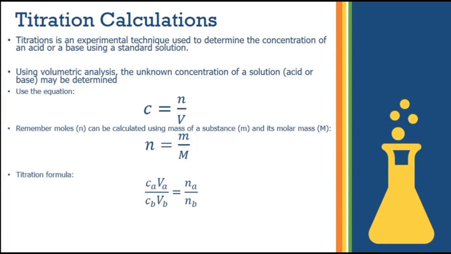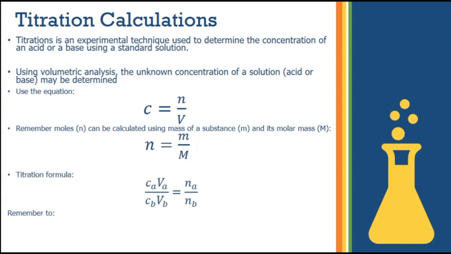From that formula, if you make n the subject of the formula, you're going to cross multiply. You're going to have CV is equal to n. So if you're dealing with acids and bases, you're going to have the following formula. The concentration of the acid multiplied by the volume of the acid, that's in the numerator, and over the equal sign, you're going to have the number of moles of the acid. So all the acids are in the numerator, divided by the concentration of the base, multiplied by the volume of the base, is equal to the number of moles of the base. That's how we find the concentration of an acid or a base in a standard solution, using that particular formula.